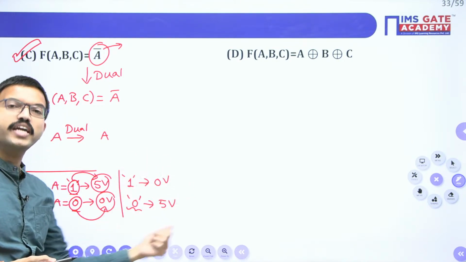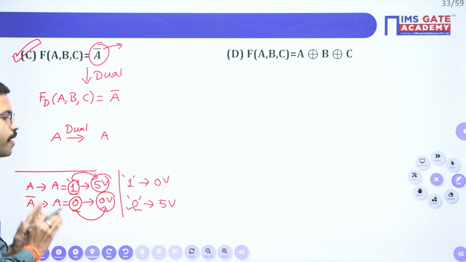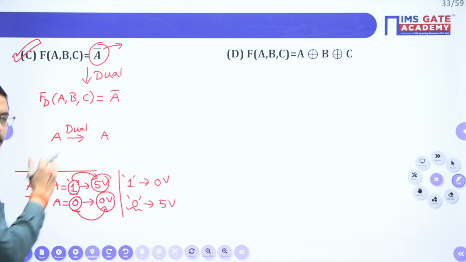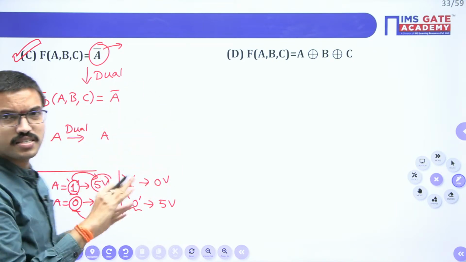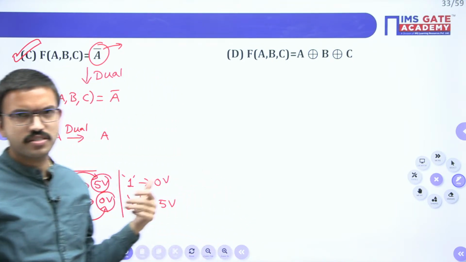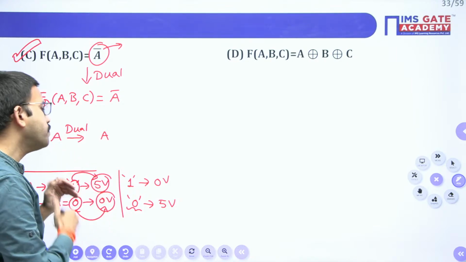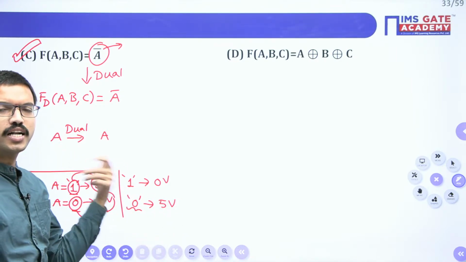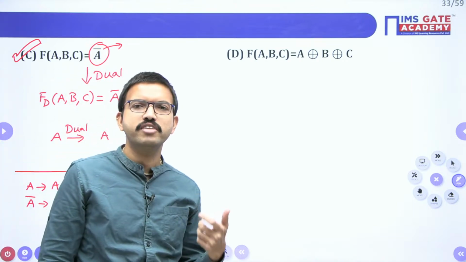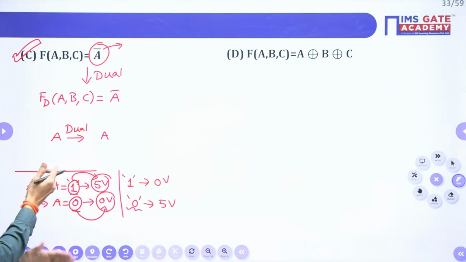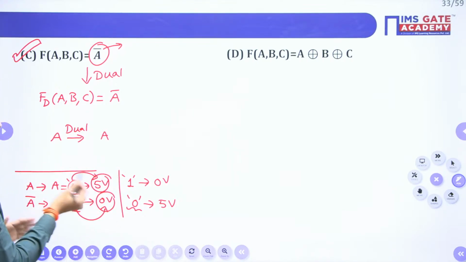This is called the negative logic system. That means if you apply dual, the positive logic system will become negative logic, and negative logic will become positive logic. In general, whatever we are discussing in our classes is the positive logic system. Whatever circuits we have discussed with the help of positive logic, you can implement with the help of negative logic also. Because ultimately digital means we have to operate with only two levels, either 0 volt or 5 volt. You can treat that 5 volt as 1 or 0 based on your requirement.